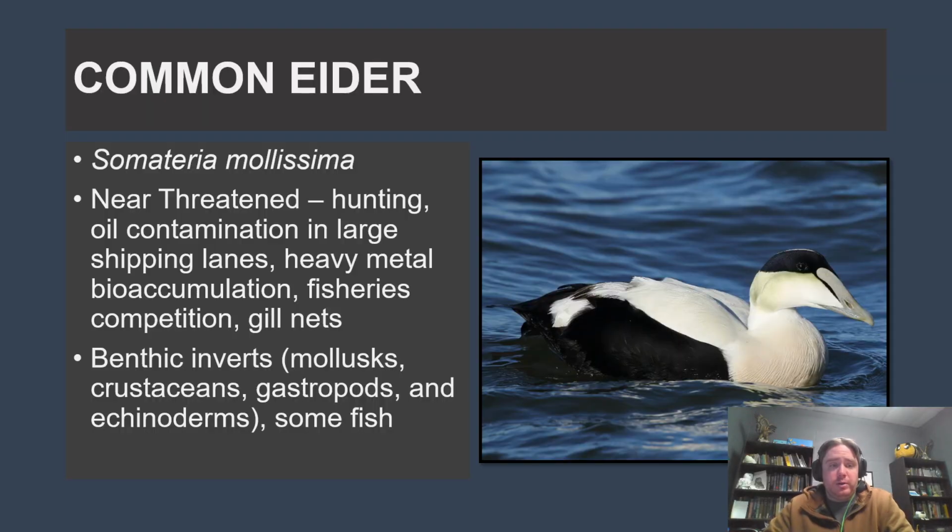The common eider, Somateria mollissima, is a near threatened species that has a lot of things going against it. It has, in various parts of its range, which you will see in a minute, a substantial... Basically, it's coastal northern hemisphere. They have been hunted in parts of their range.